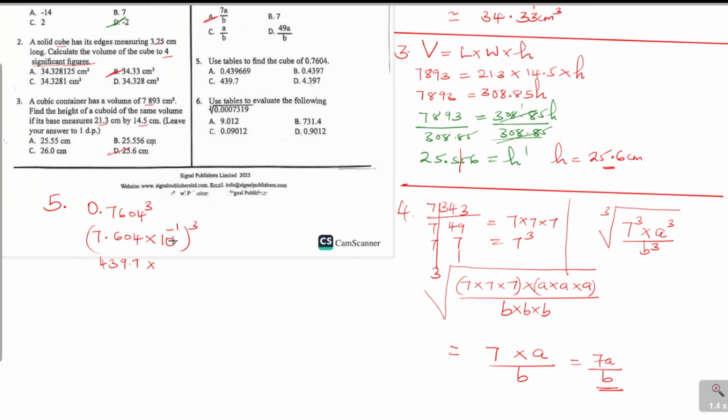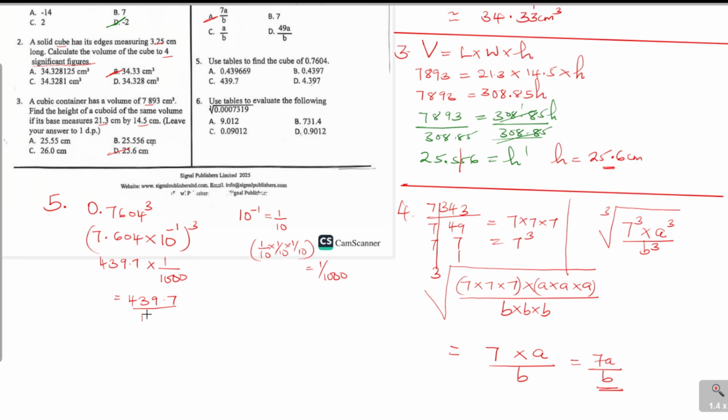Then the cube of 10 raised to power -1. Remember that 10 raised to power -1 is the same as 1/10. So therefore, you need to get the cube of 1/10: 1/10 times 1/10 times 1/10. That is 1/10 cubed, and this will give 1/1000. So the cube of 7.604 is 439.7, and the cube of 10 raised to power -1 is 1/1000.